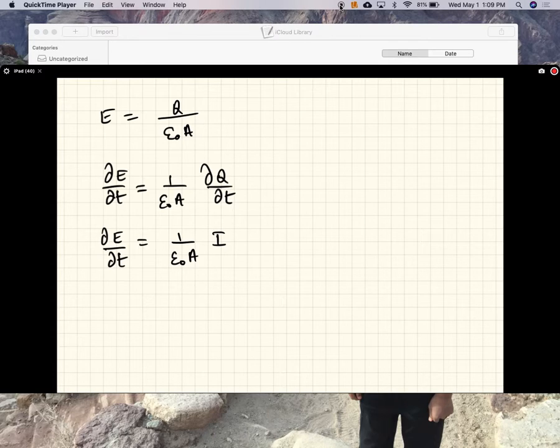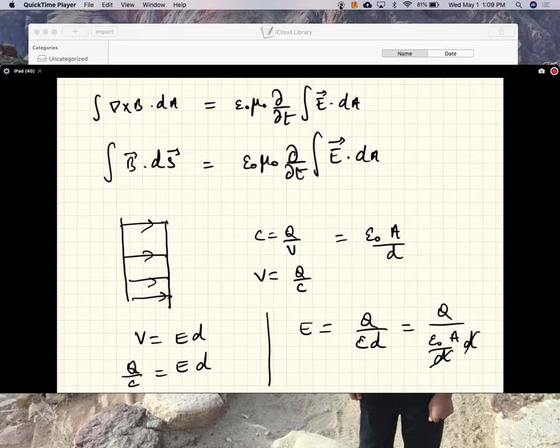All right. Now, so we'll substitute that. Del E by del T is that, I over epsilon naught times area. Now, this integral on the right is just the electric field, and that's the electric flux. This is the electric flux, and so that's the electric field times the area of the plate. So let me write this as epsilon naught mu naught del by del T of E times the area of the plate.